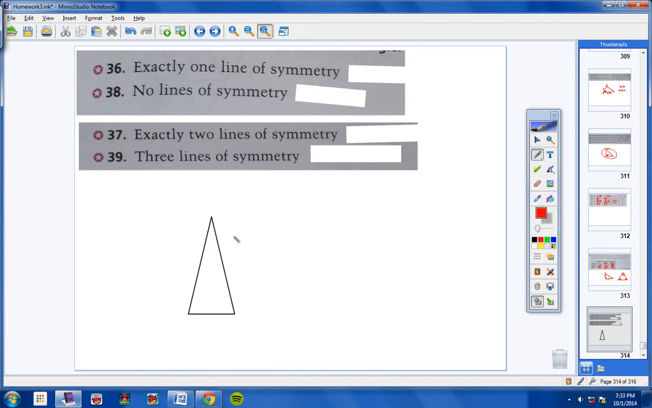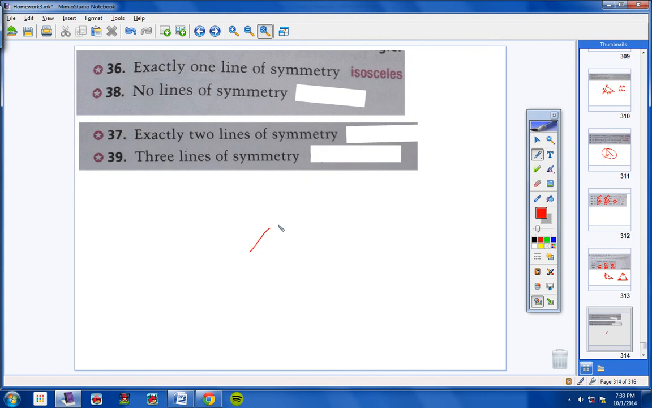Now that triangle there only has one line of symmetry. It'd be like that. Okay, so it'd be an isosceles triangle. Okay, now, no lines of symmetry? Well, just kind of use common sense. It would have to be a scalene triangle, a triangle that has no congruent sides.